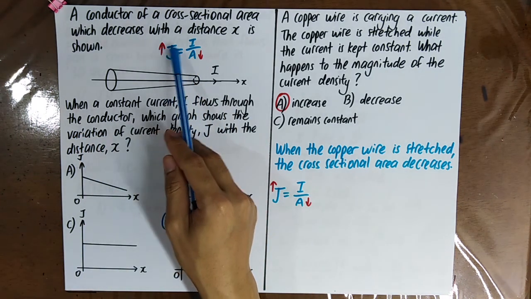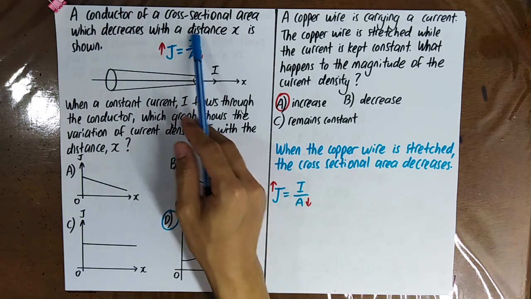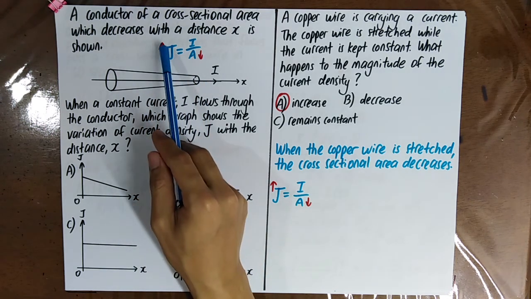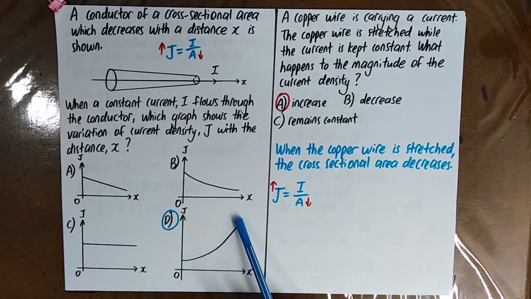You know that J equal to I over A. When I is a constant, and then when A decreases, you know J will increase. So this is the only possible graph.